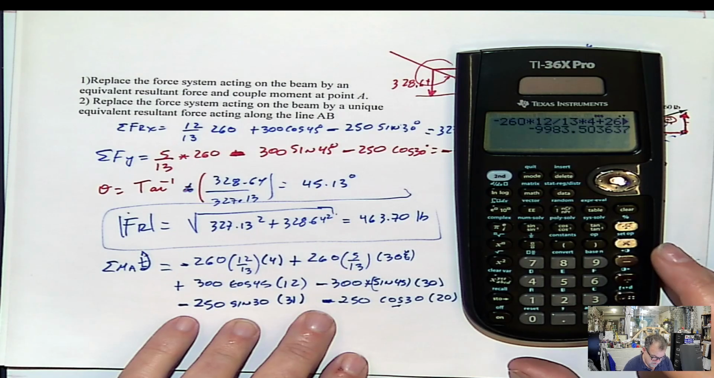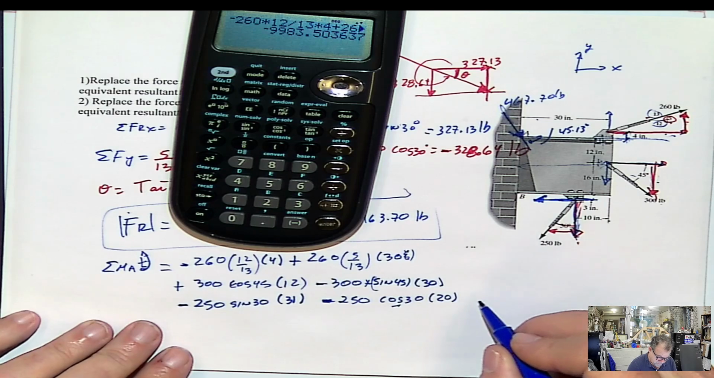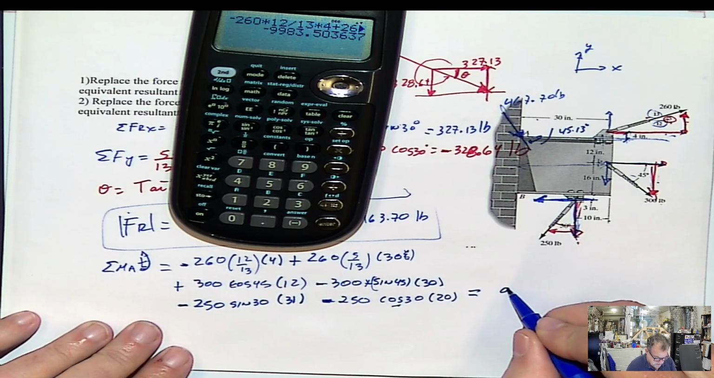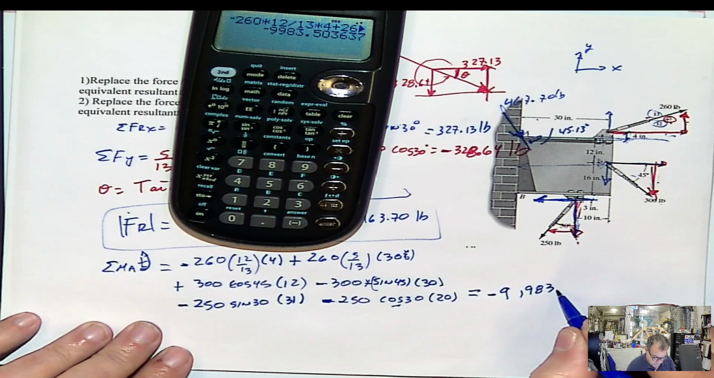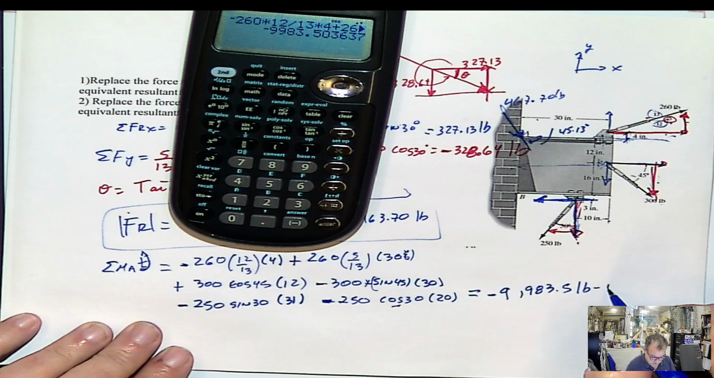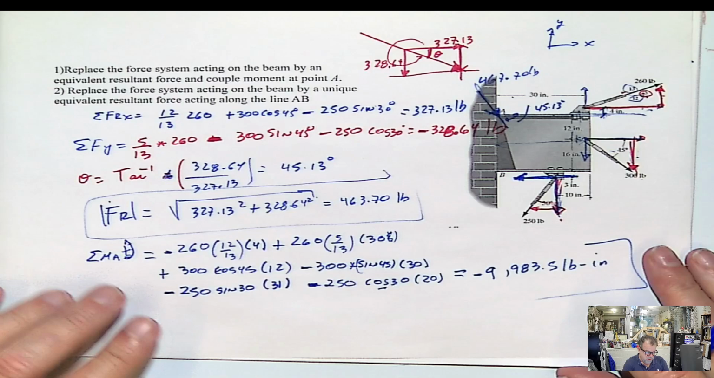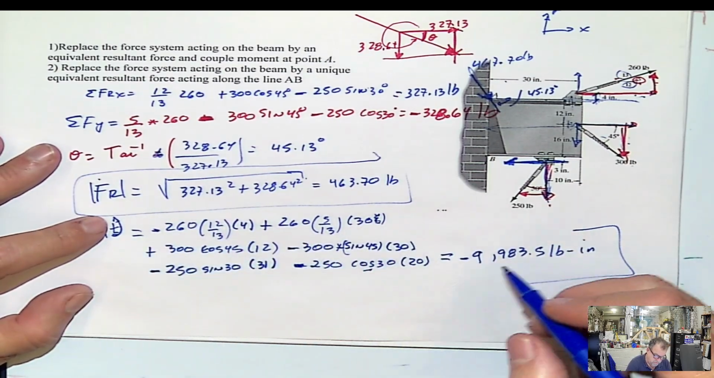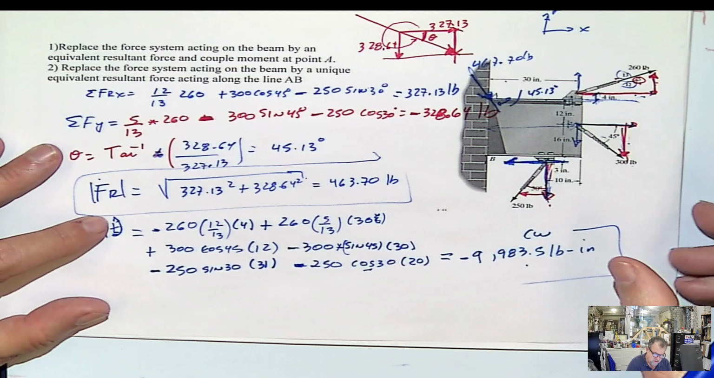I don't know if I messed up here. I might have messed up here. I don't think so, but that will be negative 9,983.5 pounds per inch. That will be the moment. So that means that we assume counterclockwise positive, we get negative. That means this is clockwise. So what is the result?